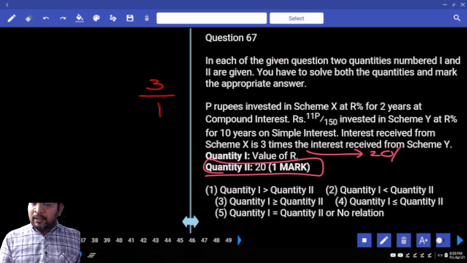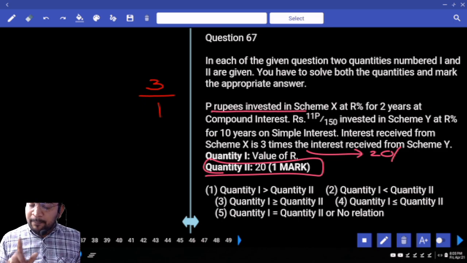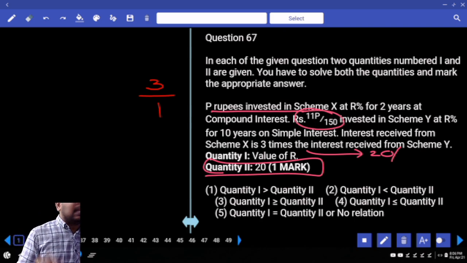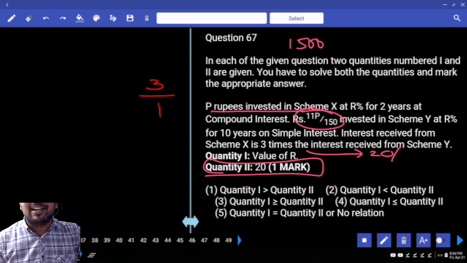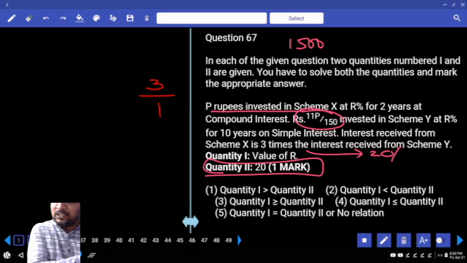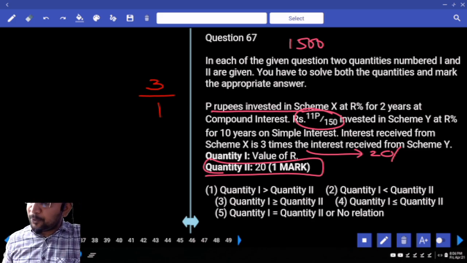Now, P rupees invested in scheme X. In scheme Y, it is 11P by 150. Therefore, the P value should be a multiple of 150. So that is the reason in scheme X, I am going to invest 1500 rupees. Are you clear? Multiple of 150, in terms of 100. Now, scheme X, I am investing 1500 rupees.